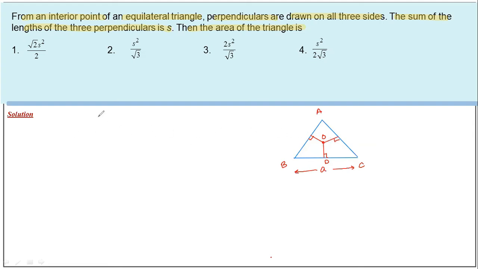Now we can see that OD is nothing but the inradius of the incircle inside this triangle ABC. Now if side of the triangle is A, then height of the triangle is root 3 by 2 A. So we have OD as 1 by 3 into root 3 by 2 A.